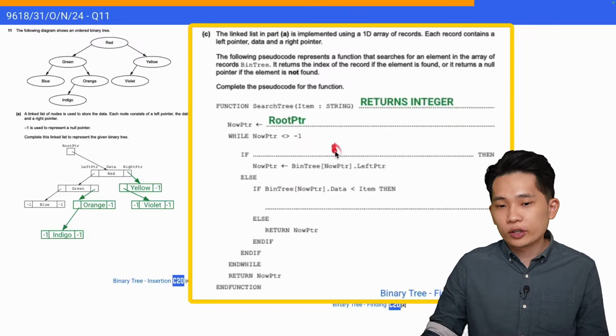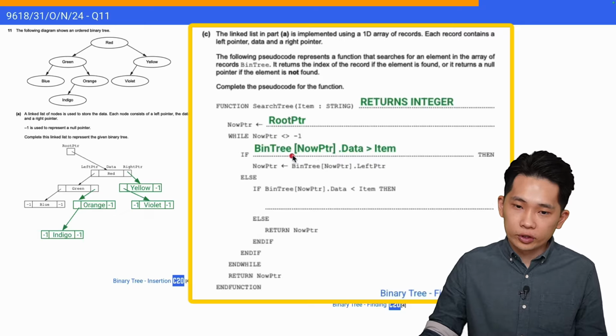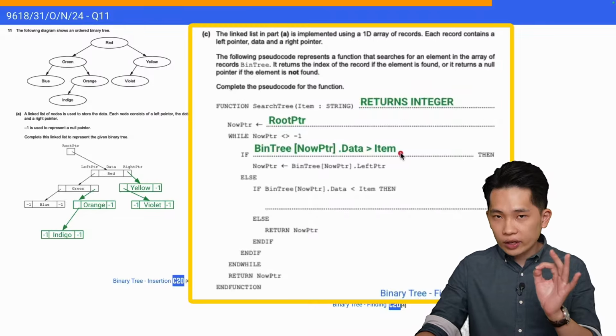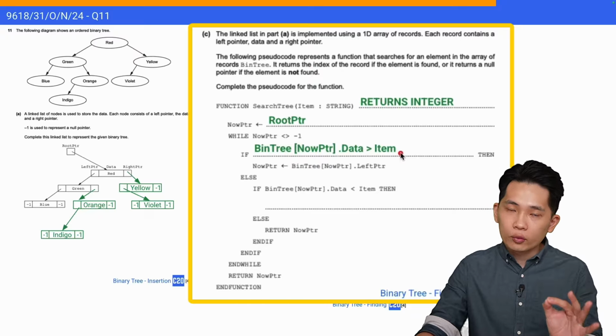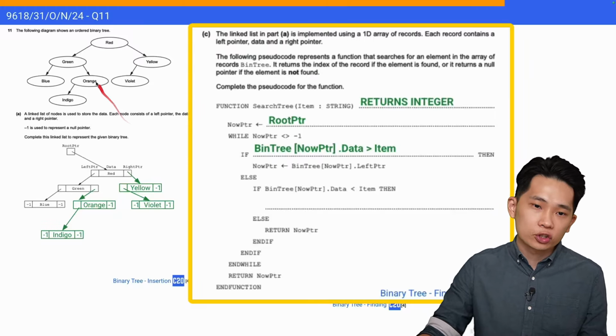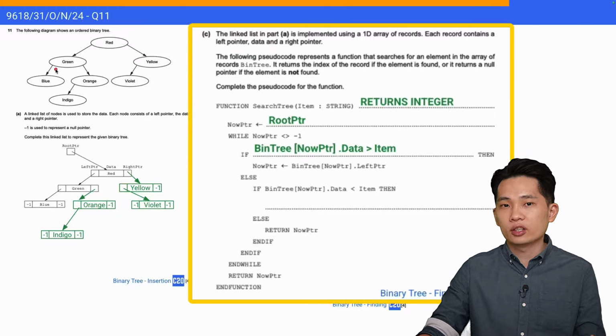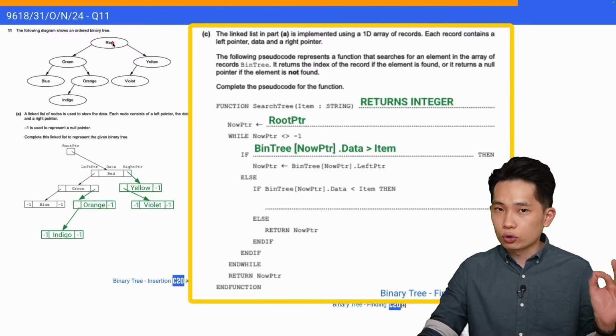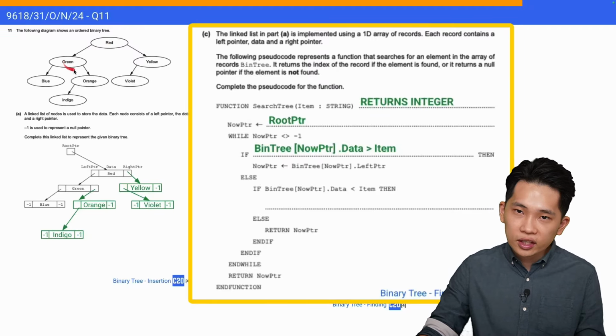So for this one here, we can just write if bin3 bracket null pointer dot data is more than item here. It means that let's say the current element we are looking at is more than what we are searching, we will go to the left. For example, if we are searching green from this binary tree here, we will first look at red here. And then we know that red is more than green. So we will search the left side of the red here.